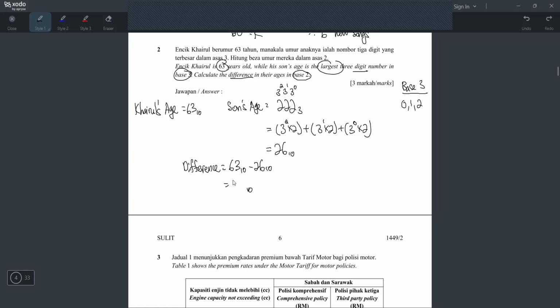Okay, I already get it. 37 base 10. Okay, now they want the, but not finished yet. They want the difference in base 2. So the last step is to convert to base 2. How to convert from base 10 to a smaller base? We will use the bahagi punya cara, right? Just now, if I use base 3 to base 10, which means a smaller base to base 10, I use the darab punya cara. Okay, means I write down the place value, I darab. But now I'm changing base 10 to a smaller base, so I have to bahagi, right?